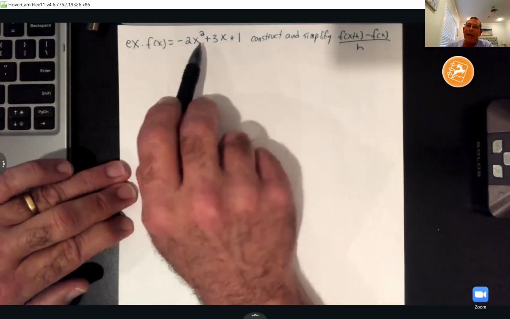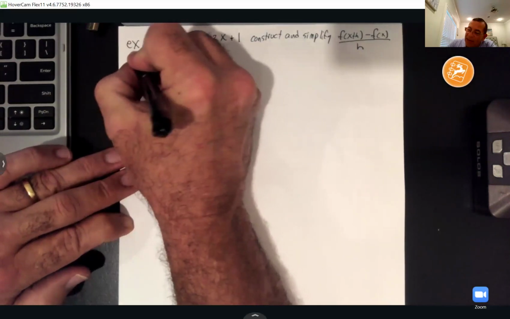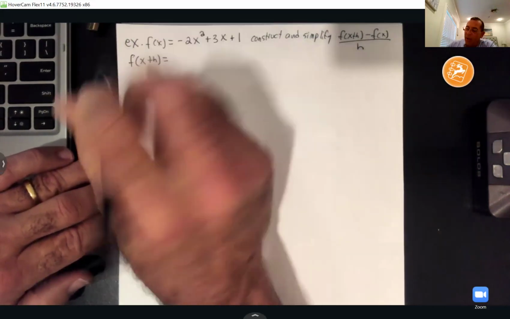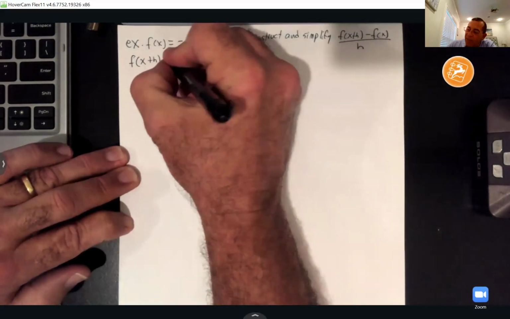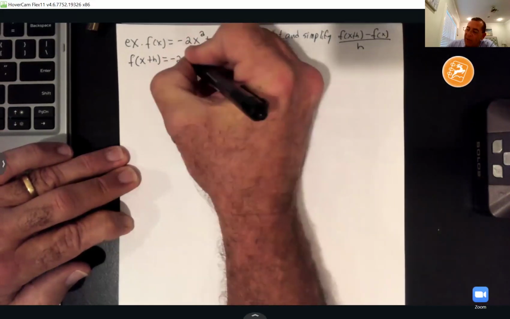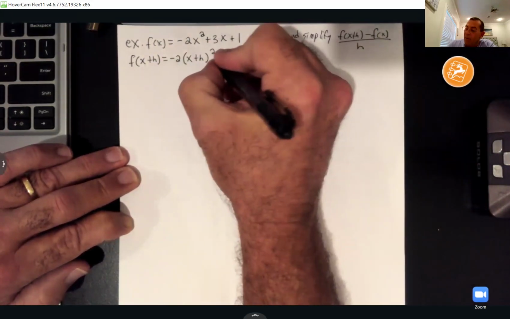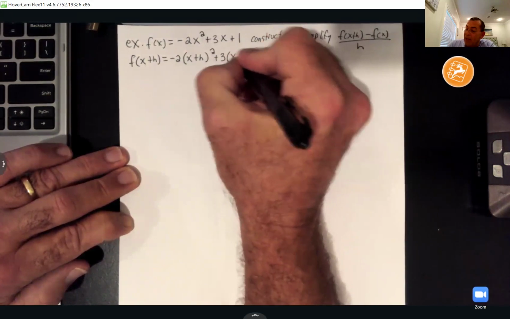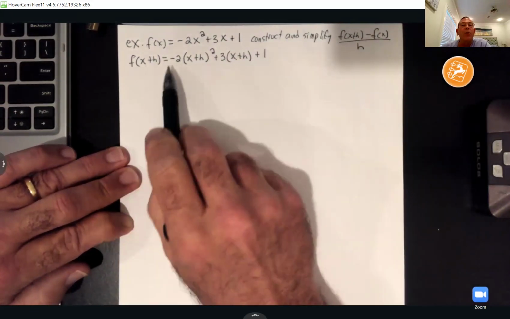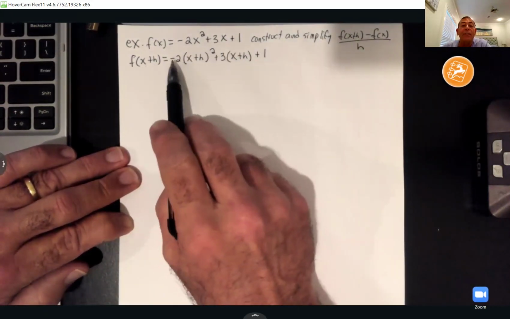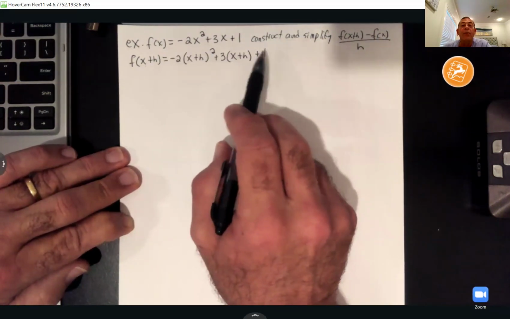So we got a good one here because I got two x's. So when we find this f of x plus h, you've got to put the x plus h in for both of these x's. So you're going to have negative 2 times x plus h squared plus 3 times x plus h, and then plus 1. Notice it still looks like f of x, negative 2 times your x squared plus 3 times your x plus 1.